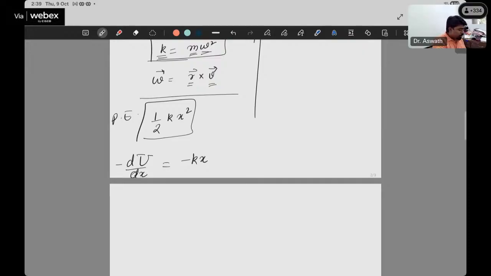Yeah, right. So if you now take it out and integrate, what will you get? Half kx square. Potential energy is half kx square.